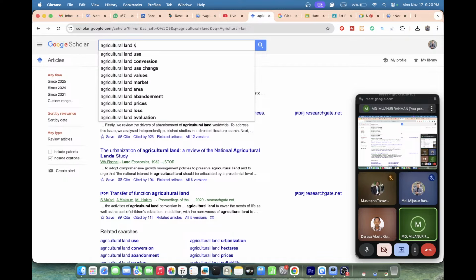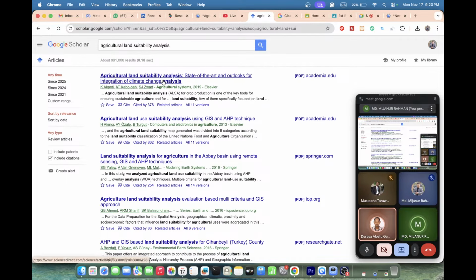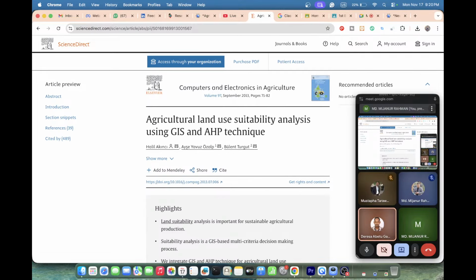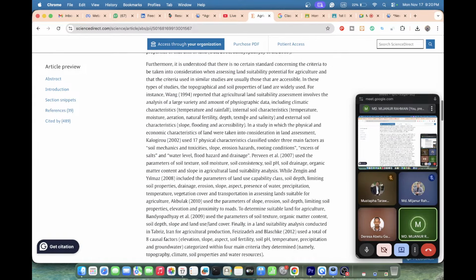Agricultural land suitability analysis. So you find a lot of papers. You can see this one: Agricultural land suitability analysis by GIS and AHP technique. Let me show that paper. So this is one kind of paper.